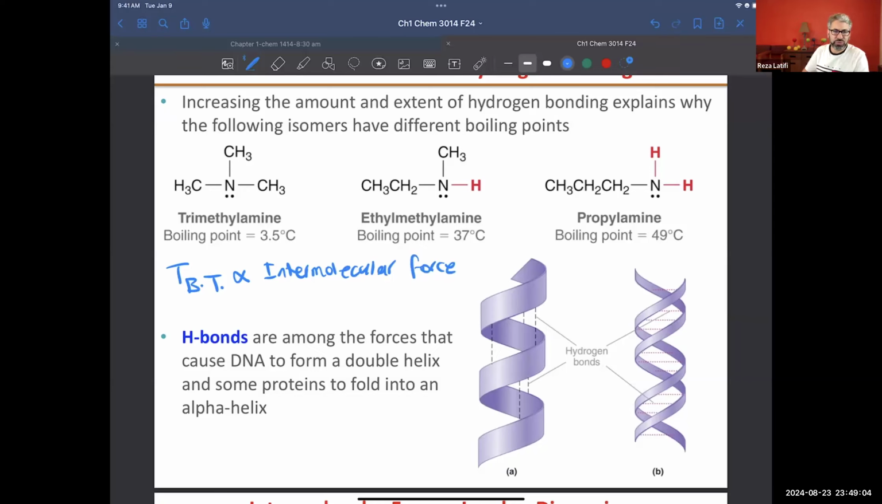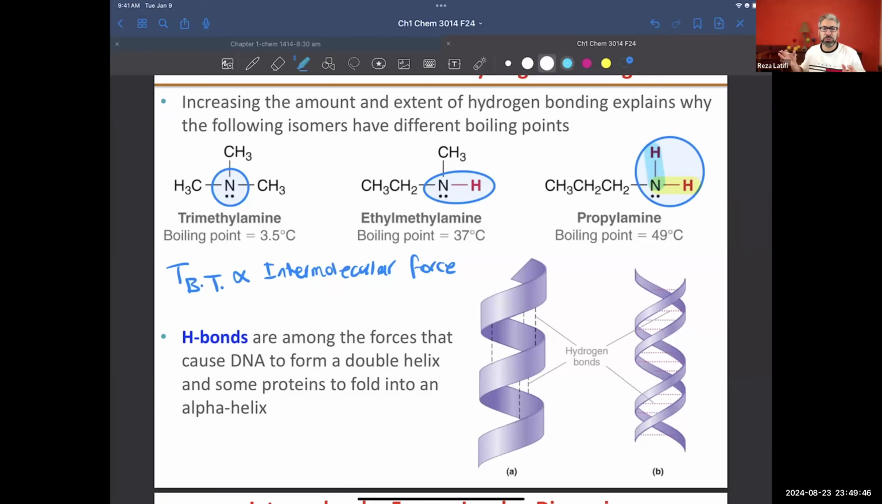So the first one, because it doesn't have a hydrogen attached to nitrogen, is not capable of creating hydrogen bonding. Yes, it does have a lone pair, but there is no hydrogen. In the next one, we do have a lone pair on nitrogen, an electronegative element, and hydrogen as well. And in the next one, we have all of them, but we got one more hydrogen, so we have two hydrogens attached to nitrogen.